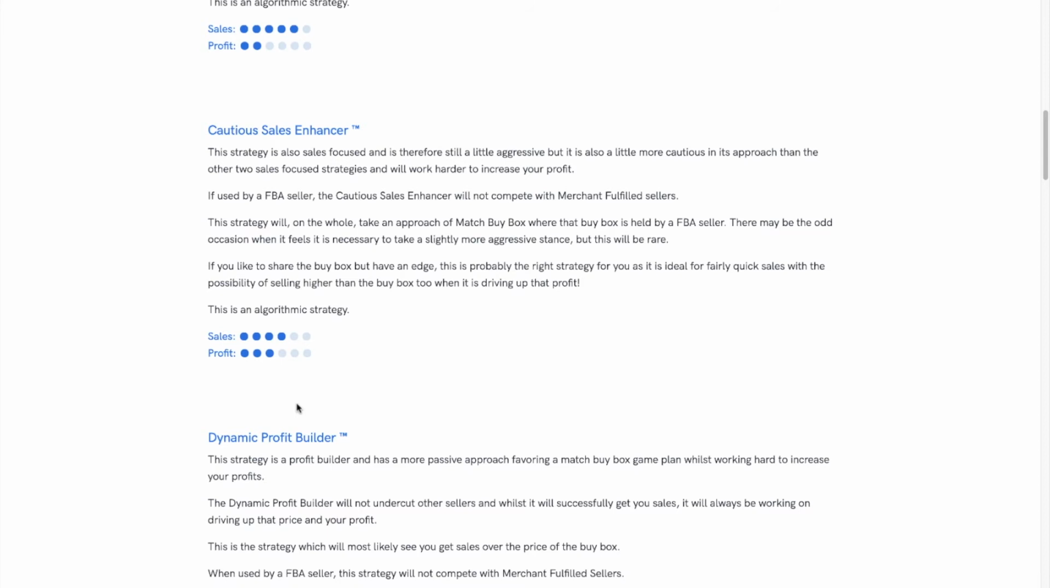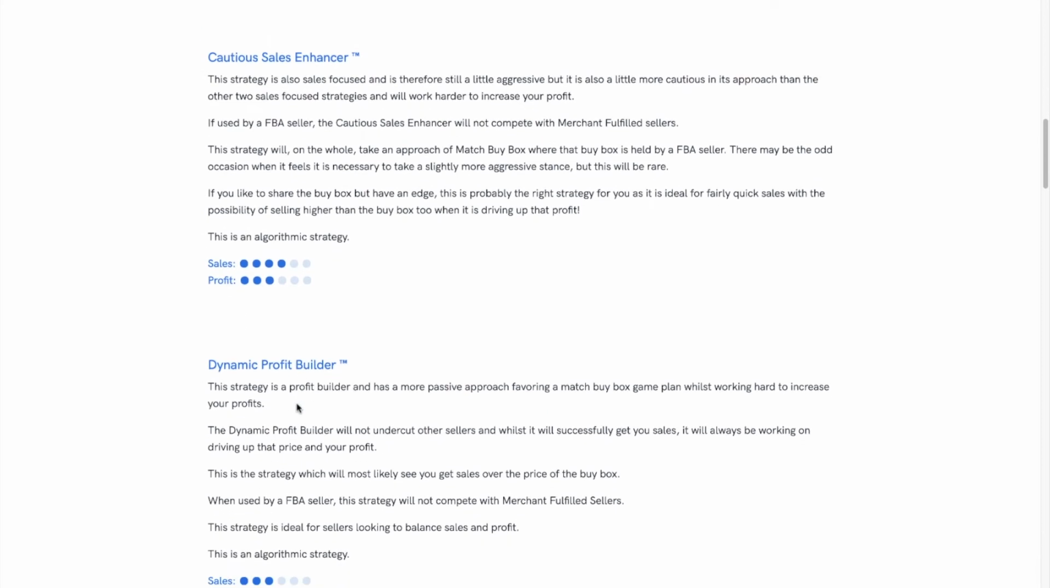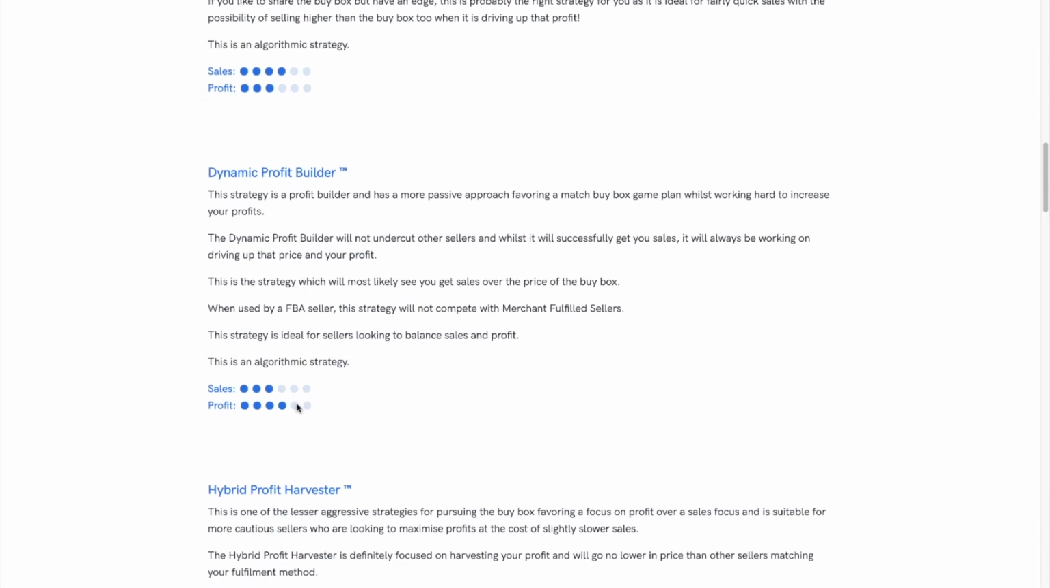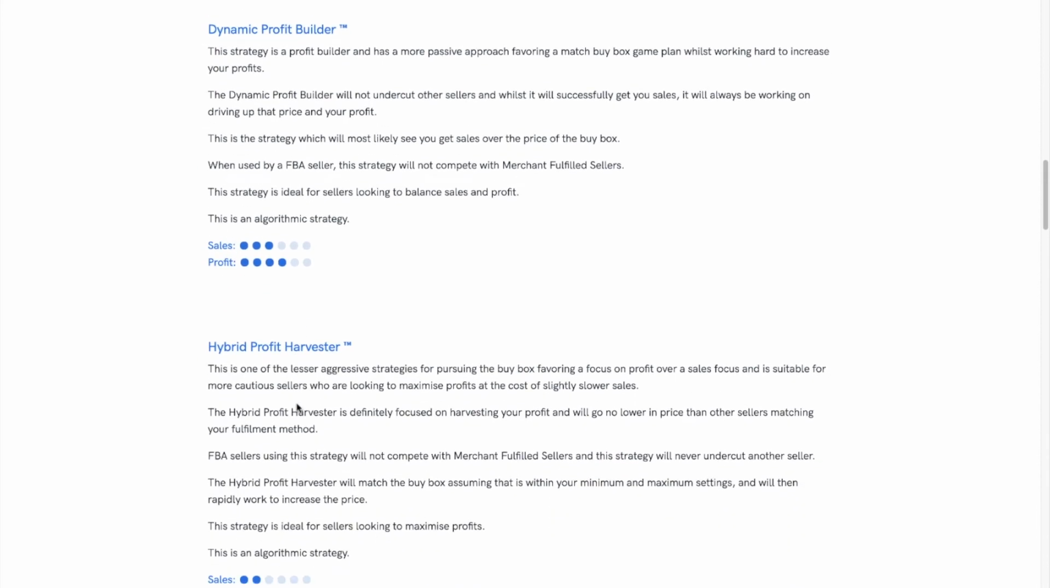So the sales and the profits are slightly more in tune with each other. So it's focusing more on profit. It's still going to work hard to get you sales, but it's focusing more on your profit. And as you go up the chart, if you like, it's a dynamic profit builder. This is the first one that switches over and is more profit focused than sales focused. So it's very much focusing like a passive approach and very much a match buy box game plan, dynamic profit builder. It's working hard to increase your profits.